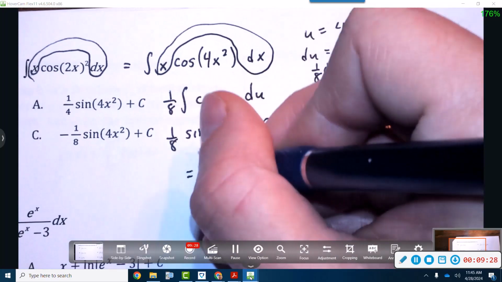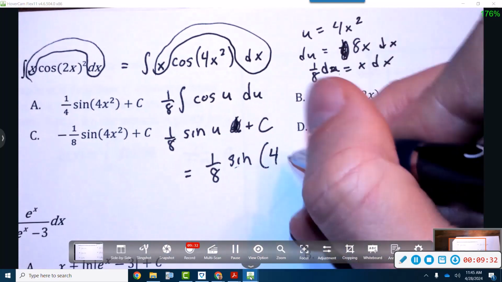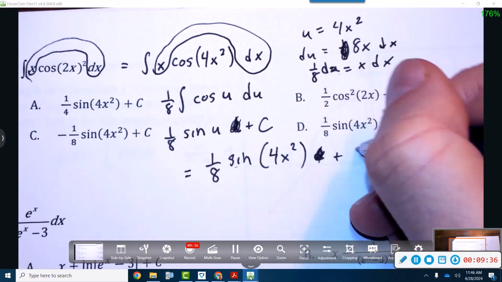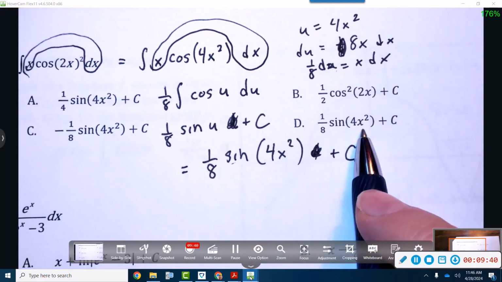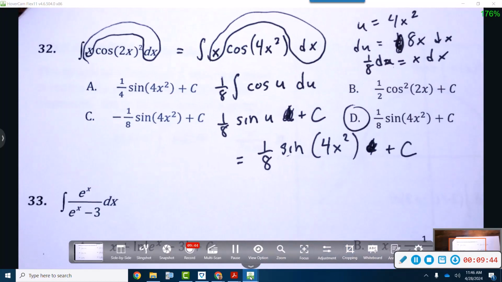So the u is 4x squared: 1/8 sine of 4x squared, no more dx either, plus c. So which one is that? 1/8 right there. That's the guy. So it's D. All right, beautiful, beautiful.